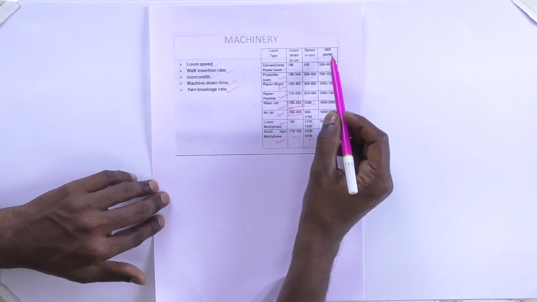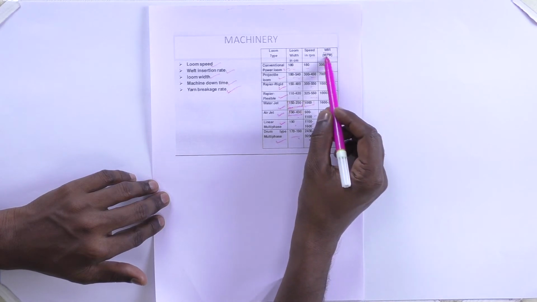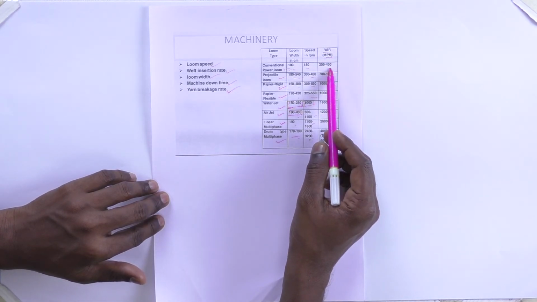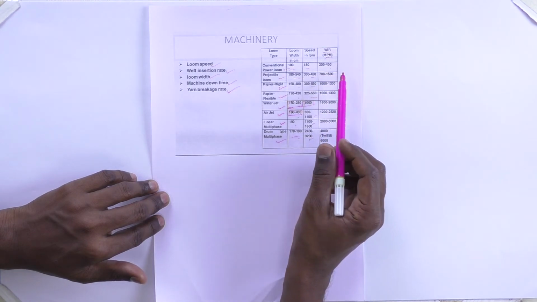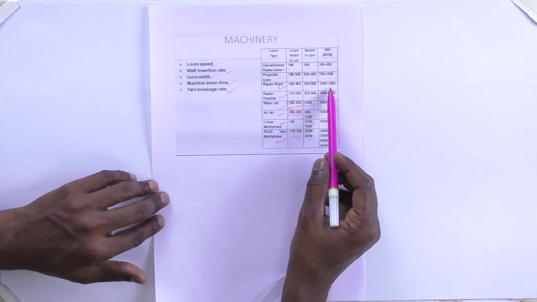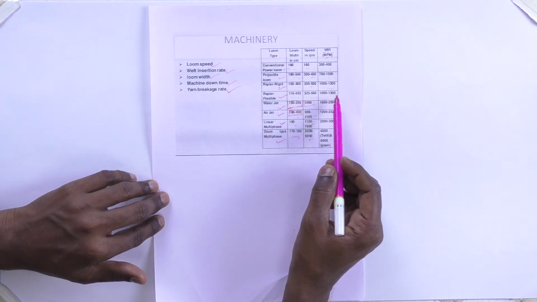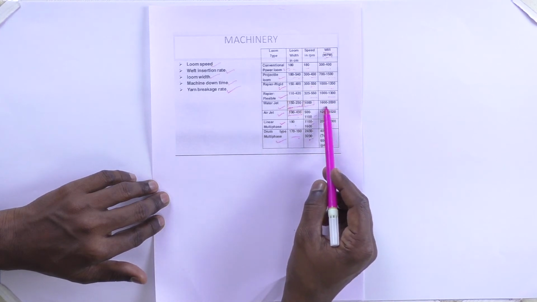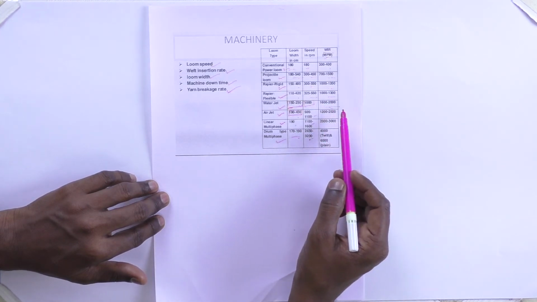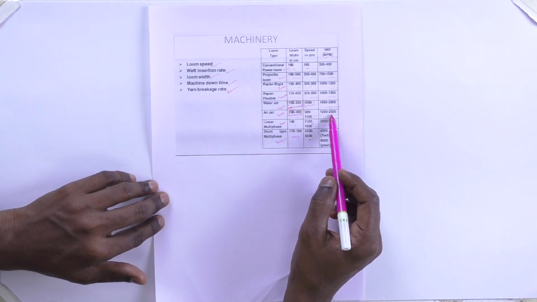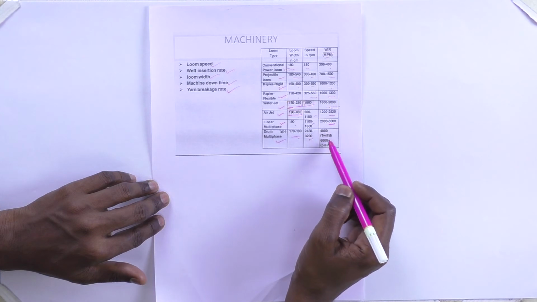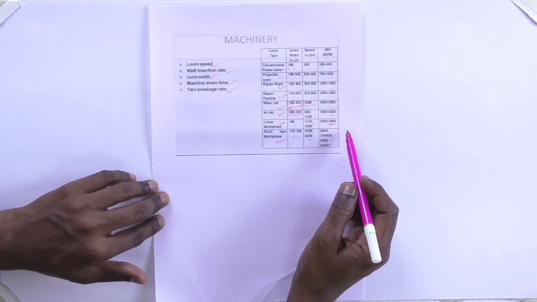Weft insertion rate, WIR, in meters per minute. In conventional loom only up to 400 meters per minute is possible. The projectile loom up to 1500 is possible. Rigid rapier 1200, flexible rapier 1300, water jet loom up to 2000 meters per minute is possible. Air jet loom 2500 is possible. The multi-phase loom 3000 up to 6000 meters per minute is possible.